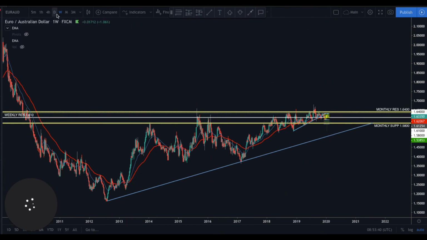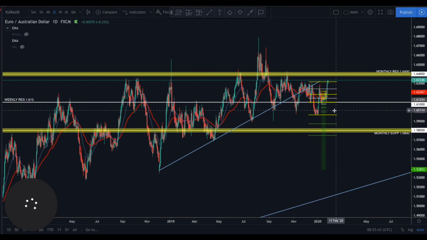It's interesting to see what will happen next, because it does look like price is going to come back to this level, but we'll just see how it plays out.